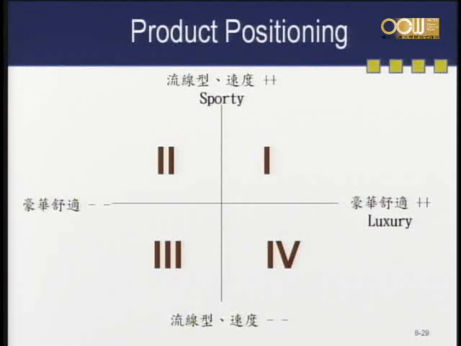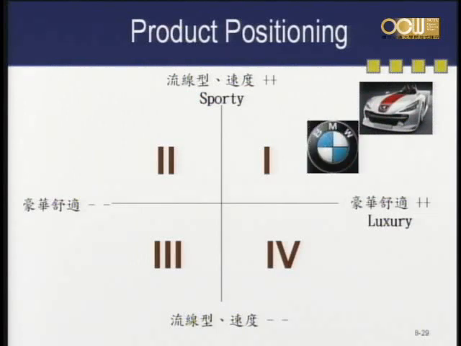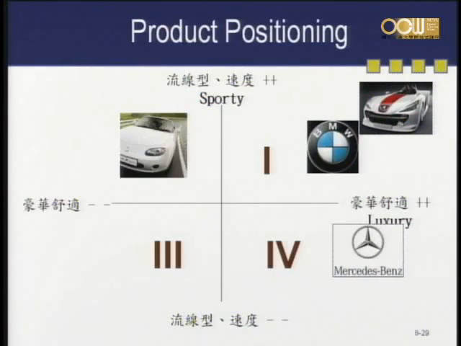And what kind of product is here? Sporty, but not that expensive, such as a Mazda, and there's the one, in fact, in the USA, what's the name of that? Very cheap. We call it the poor man's sporty car. Poor man's sport car is here. How about this one?